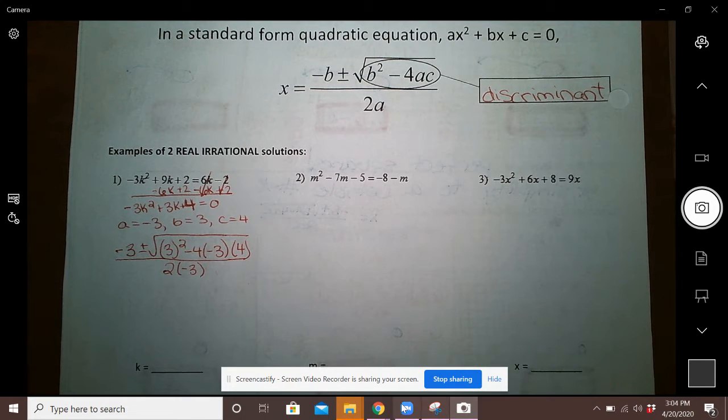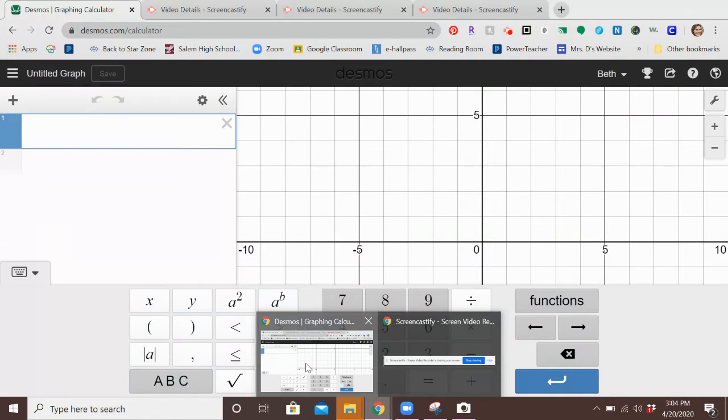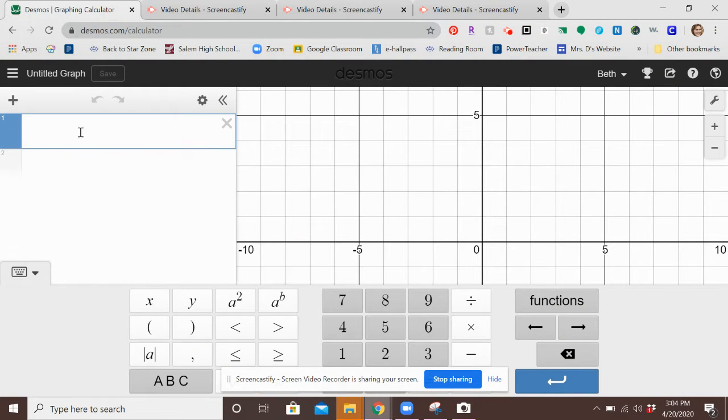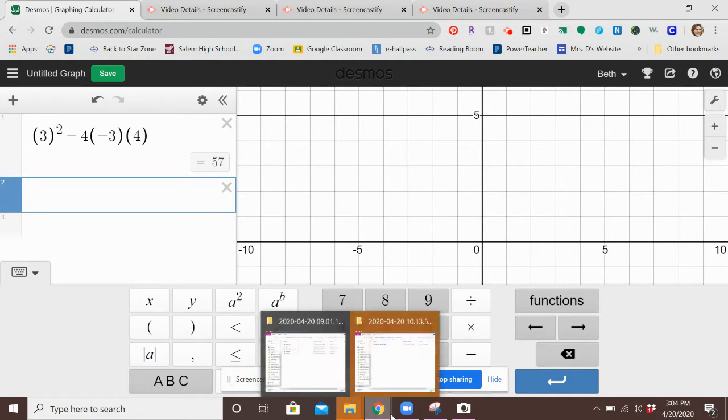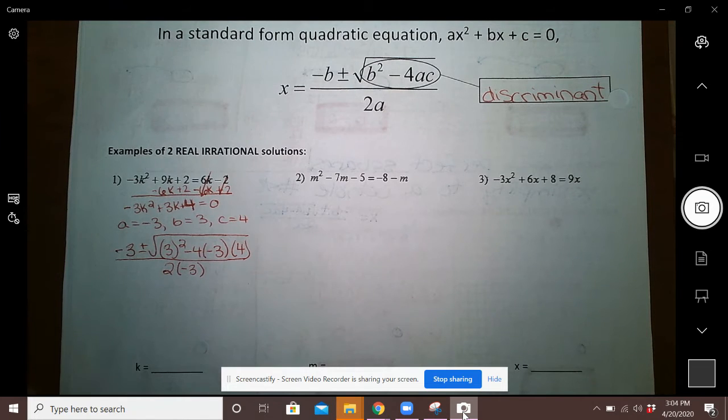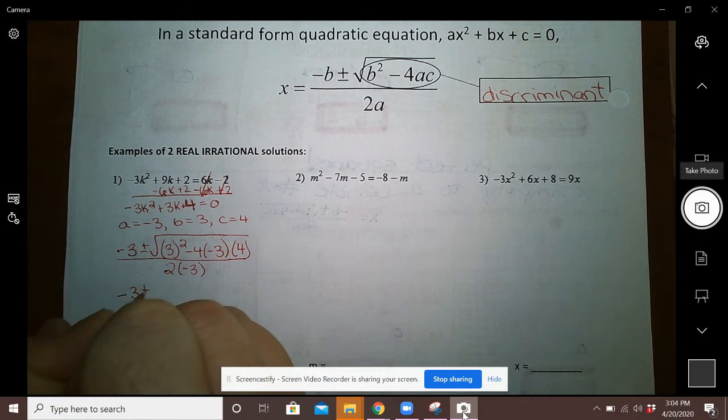Next, I'm going to go over to Desmos so I can calculate the discriminant all in one step. 3 squared minus 4 times negative 3 times 4. And I get a discriminant value of 57. So that means the number underneath the radical is 57.